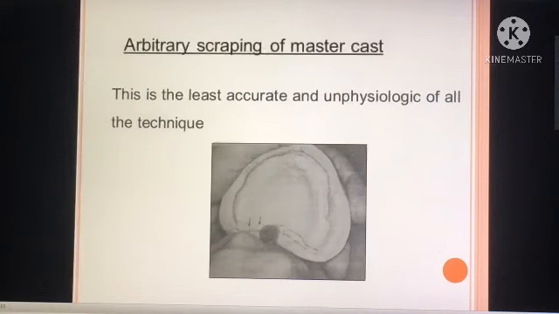Now coming to the third technique, arbitrary scraping of the master cast. This is the least accurate and unphysiologic of all the techniques. We have already mentioned that there is a chance of over scraping.